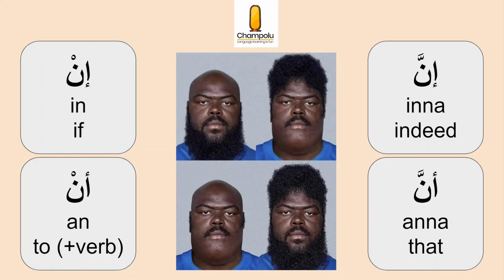Today we're going to talk about one of the confusing topics in Arabic, which includes a number of words that are kind of similar to each other, but they are pretty different. So these are the words with alif and noon. The first one is inna, the second is anna, the third is in, and the fourth is an.